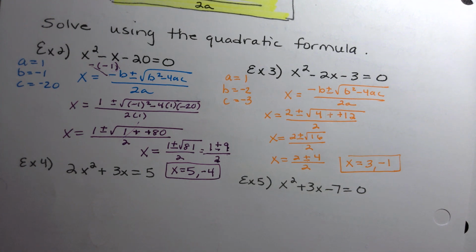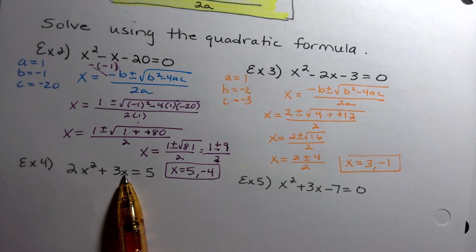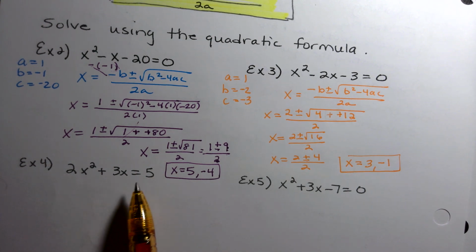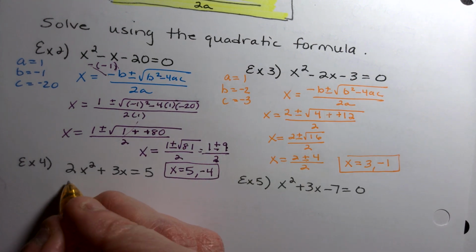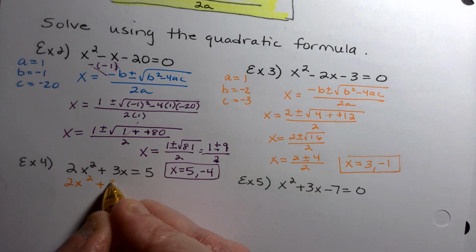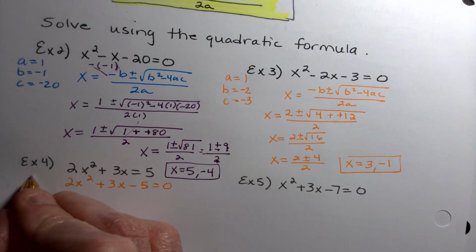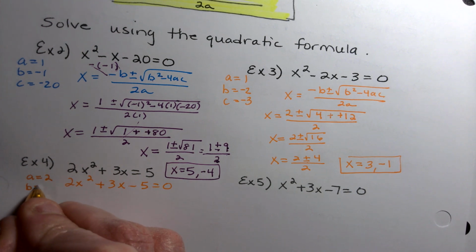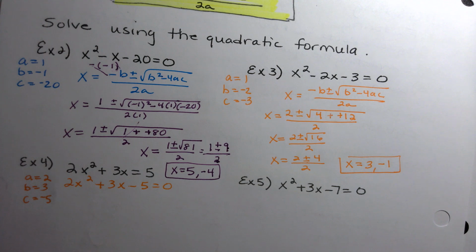Okay, again, I would pause and try it and see how you do. With the difference with this one, though, don't forget before you turn off the video, move this 5 over. Because this is not like completing the square where you need that number over here. We need to have them all equal to 0 for this. So we're going to rewrite that with the 5 over there. And then the A is 2, and the B is 3, and the C is negative 5. And substitute away. Be very careful with your signs.